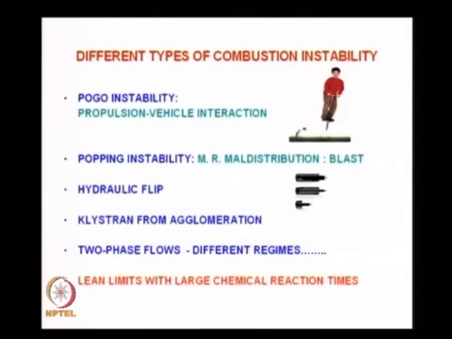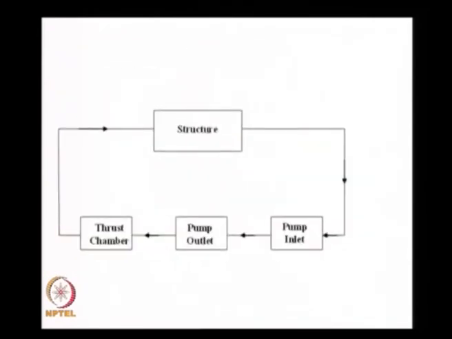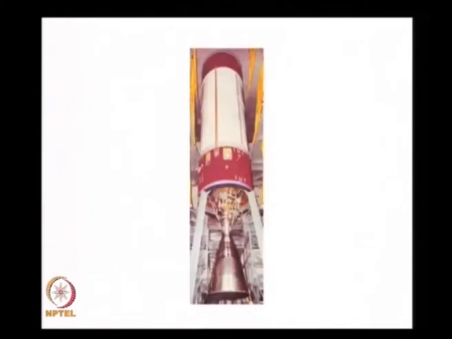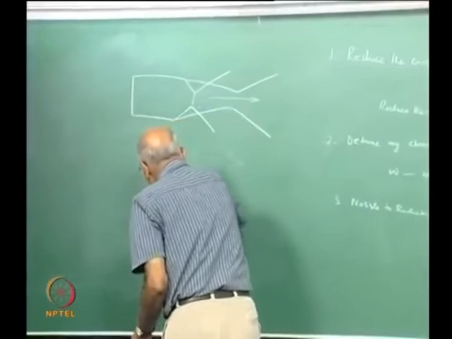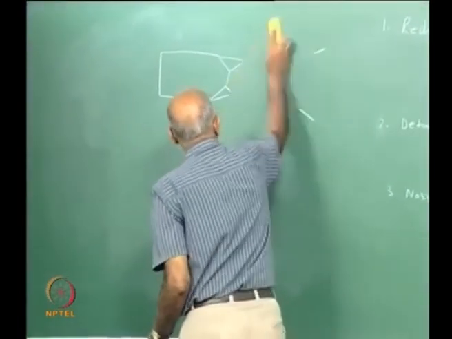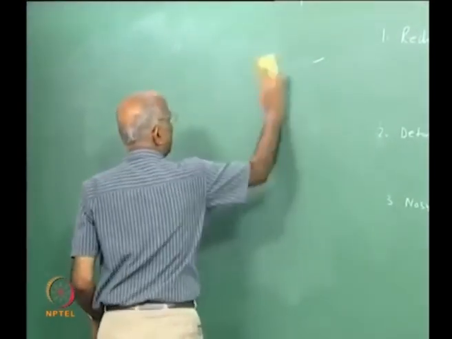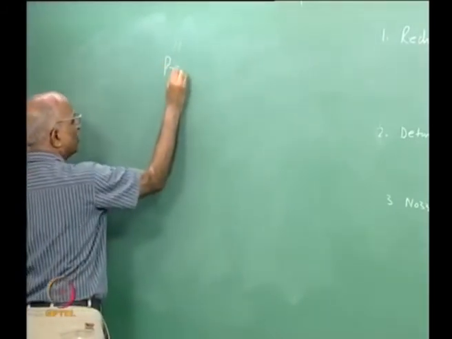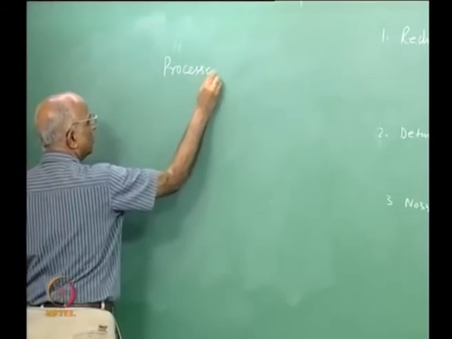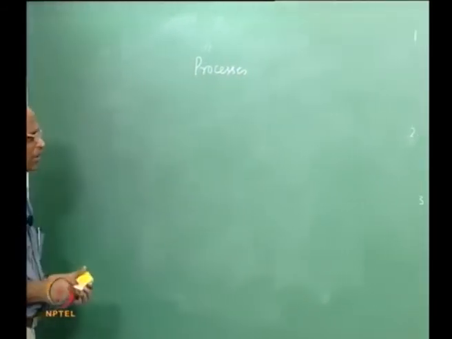Let's go further now. We said there are different types of instabilities, and let's now talk about the third type of instability, in which, instead of the wave mode or the bulk mode, combustion instability could also be caused by processes. What are the processes we are talking of?